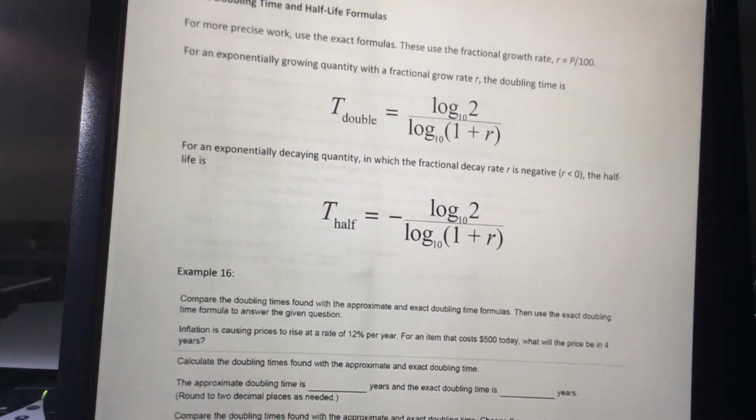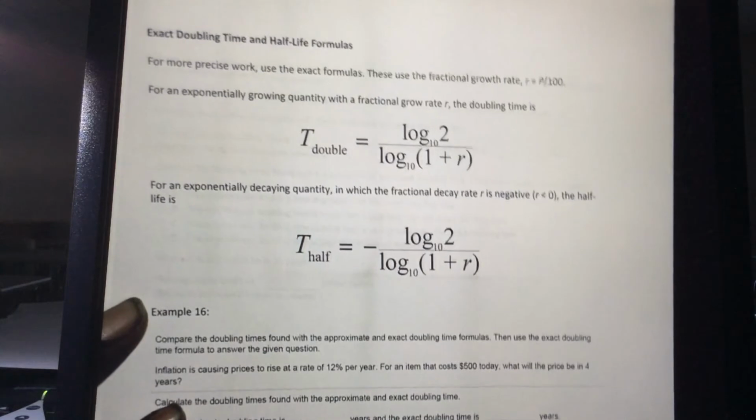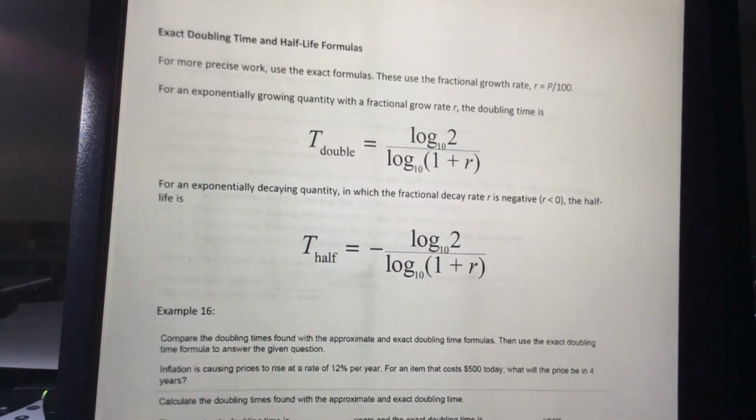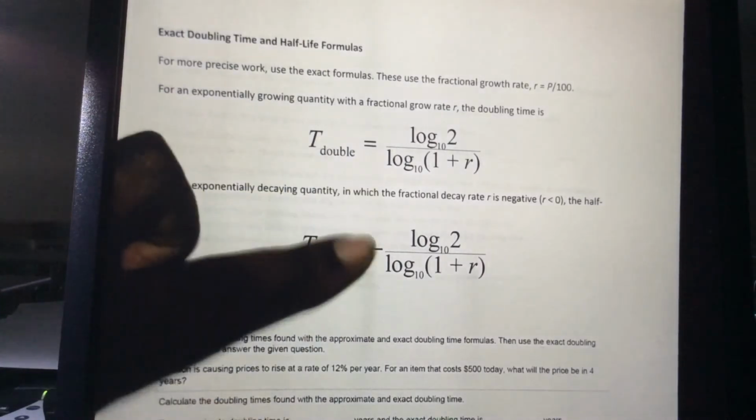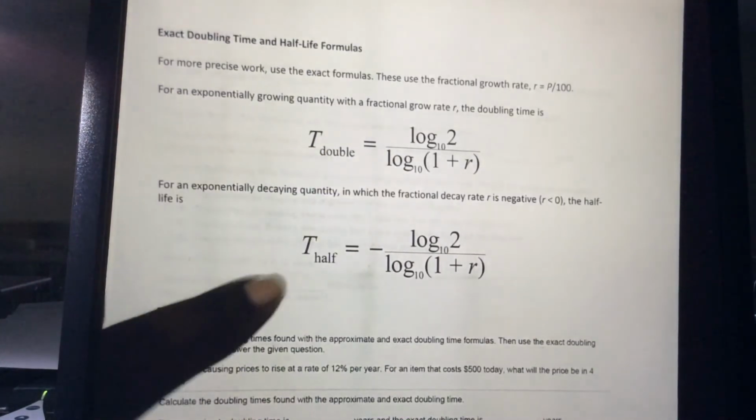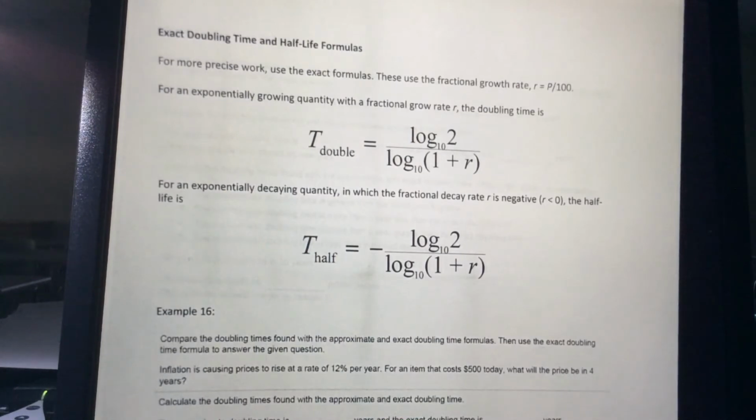For an exponentially growing quantity with a fractional growth rate R, the doubling time is going to be this. T sub double is equal to log to the base 10 of 2 divided by log to the base 10 of the quantity 1 plus R. And for an exponentially decaying quantity, in which the fractional decay rate is negative, that means R is going to be less than 0, the half-life will be T sub half equaling negative log to the base 10 of 2 divided by log to the base 10 of 1 plus R, that quantity, okay? They're both the same, but for T sub double, it's positive. For T sub half, it is negative, okay?